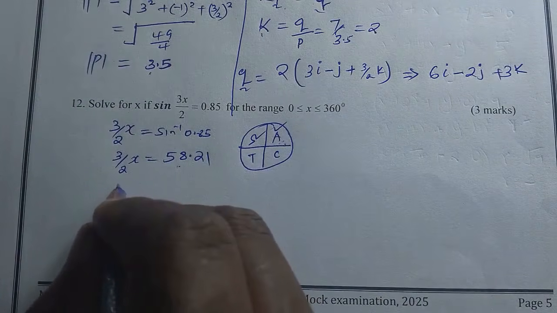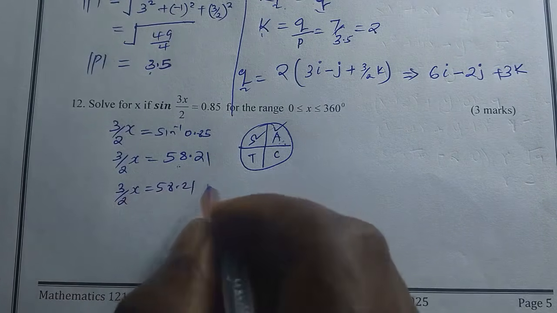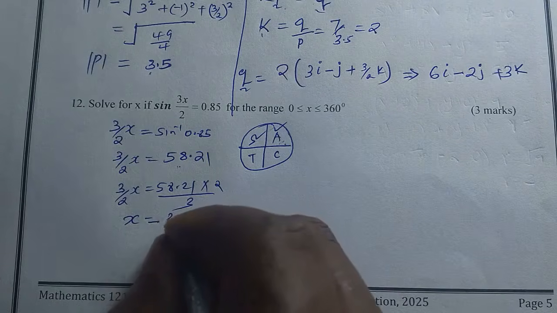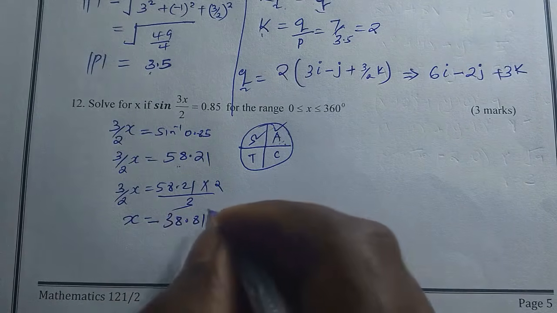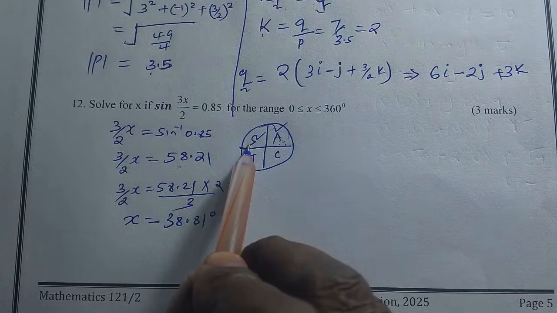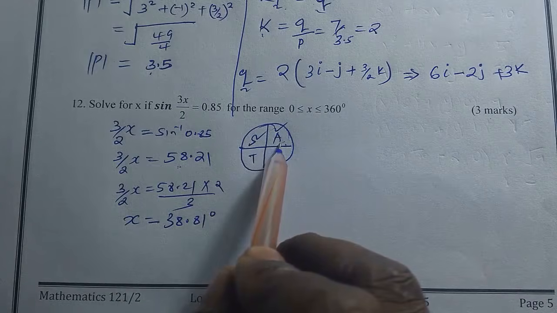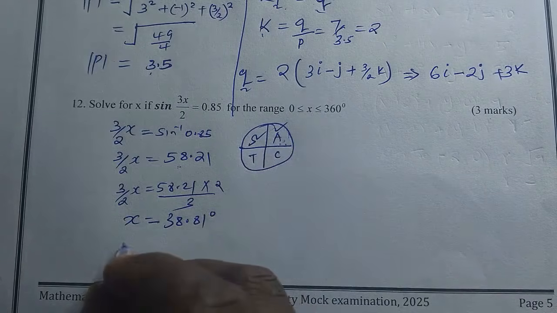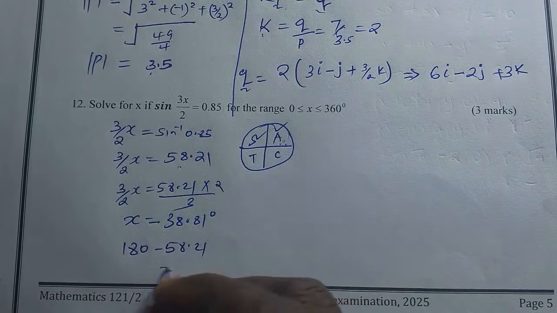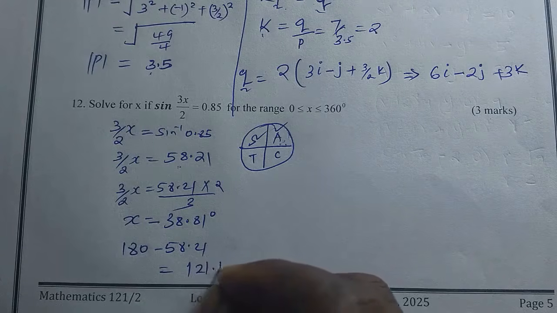So this is 3 over 2 x, 58.21 times 2 divided by 3. So x will be equal to 38.81. That is our first value of x. The second one will be here, which is the second quadrant. It is 180 minus the value we got first. So 180 minus 58.21, and that is 121.79.